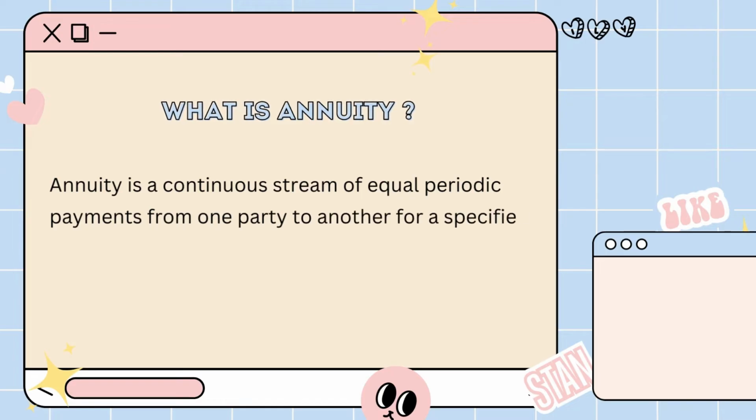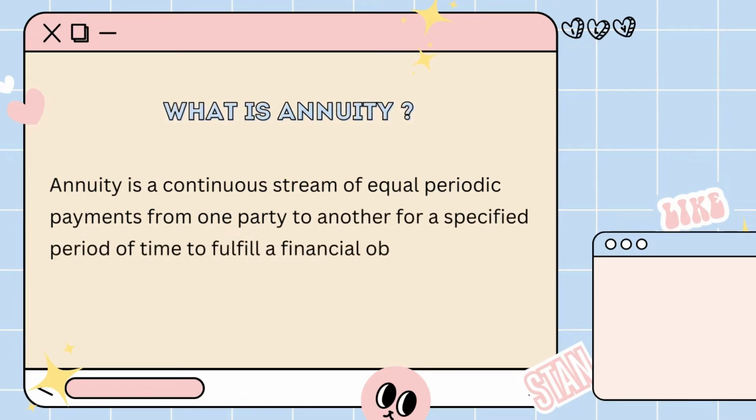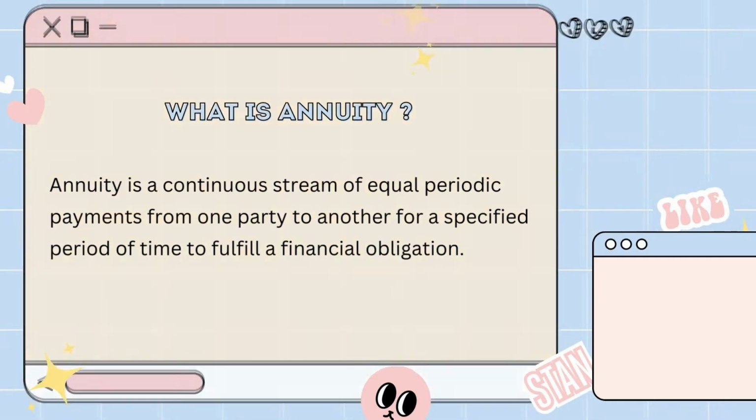Annuity is a stream of equal periodic payments from one party to another for a specific period of time to fulfill a financial obligation. To make it short, it is a fixed income over a period of time.